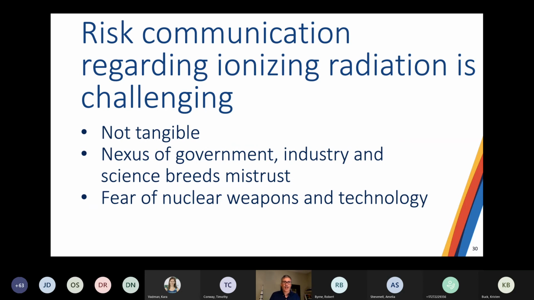And the reason for that is that we can't see or taste or feel ionizing radiation. And when we talk about nuclear technology, there's this nexus of government, big industry, corporations, and scientists. And that tends to result in a lot of mistrust by the public. So you're already at a disadvantage being a scientist and wanting to communicate about these health risks associated with ionizing radiation.